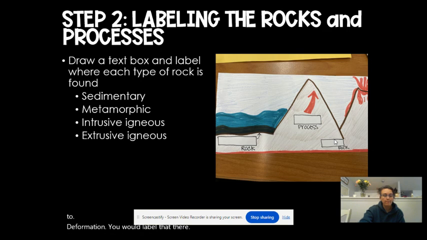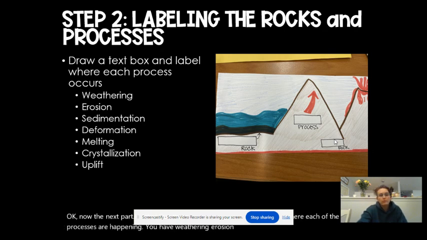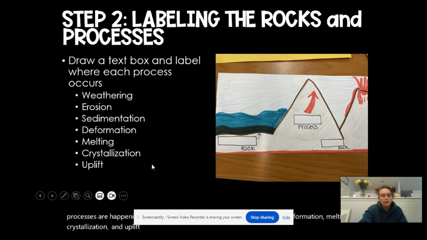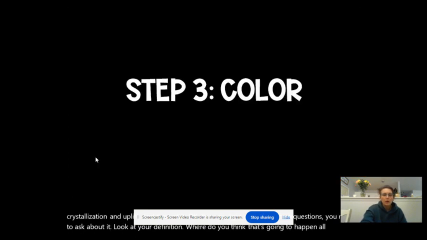Okay? Now, the next part, again, you're going to draw text boxes and label where each of the processes are happening. You have weathering, erosion, sedimentation, deformation, melting, crystallization, and uplift. And this uplift, this one right here, if you have questions, you need to ask about it. Look at your definition. Where do you think that's going to happen? All right? Finally, our last step is coloring.